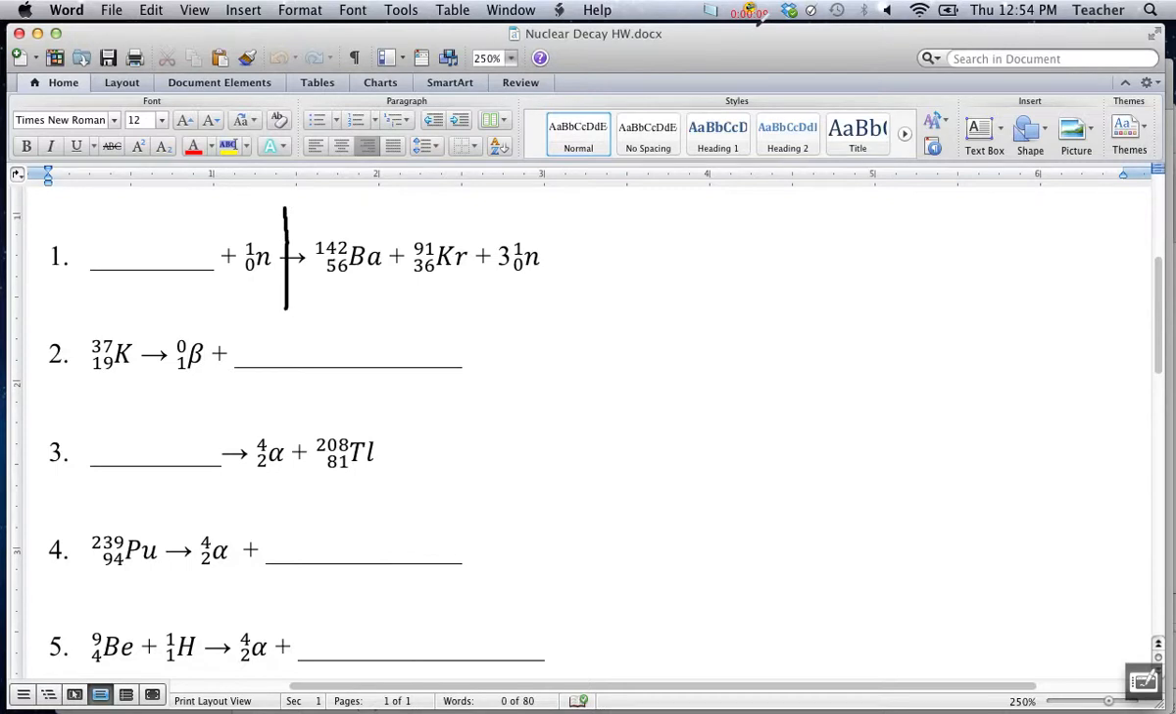What you have to keep in mind here is this coefficient. You need to multiply that by both the mass and the charge. So this actually turns into 142 plus 91 plus 3 at the top. So that makes this equation at top, you should have the number 235. And on the bottom, 3 times 0 is still 0.